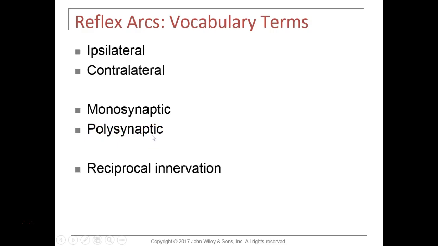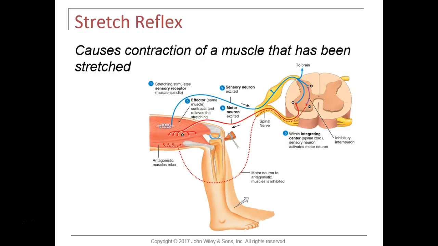In the case of somatic nervous system reflexes, we also have something called reciprocal innervation. Reciprocal innervation or inhibition is a situation where we need one muscle group to contract to bring about the movement of a body part, which means we need the opposite or antagonistic muscle group to be inhibited. So let's look at what this entails.